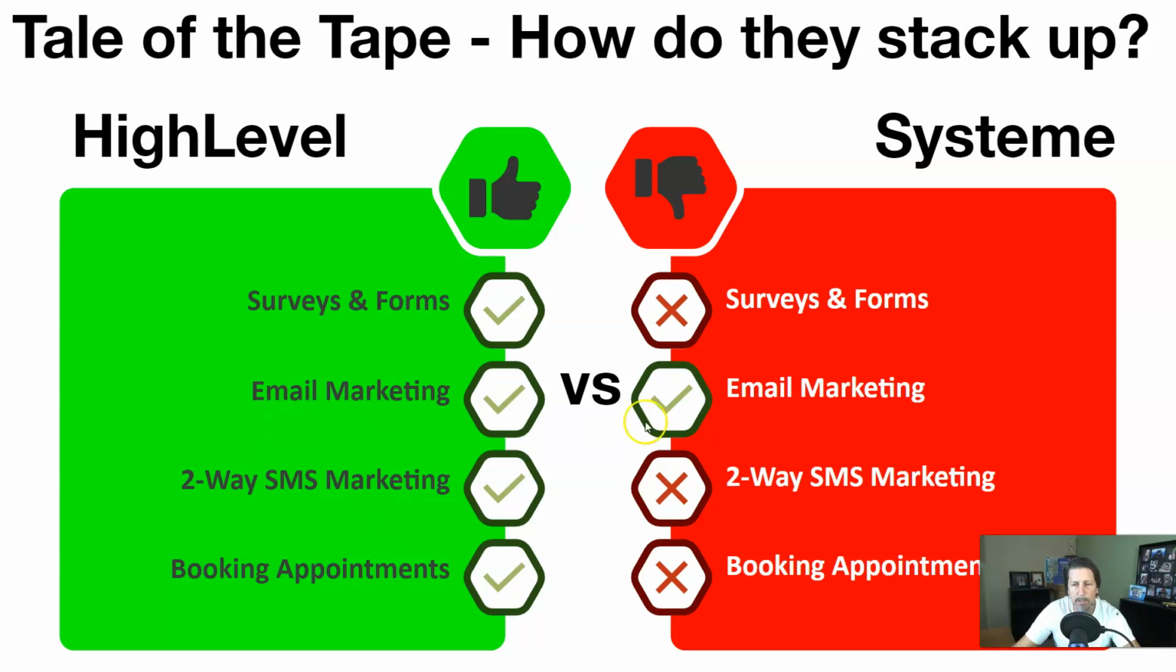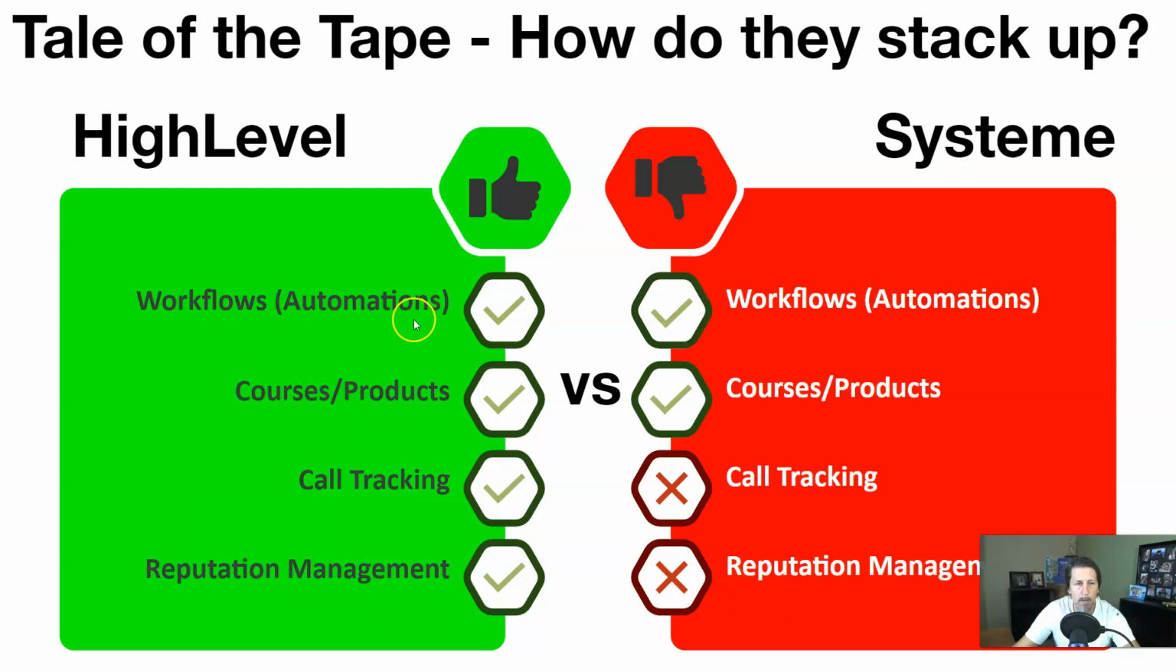HighLevel has email marketing, so does System. Two-way SMS marketing for HighLevel, no two-way SMS marketing for System. Booking appointments for HighLevel, no booking appointments inside of System. Workflows and automations in both HighLevel and System. Courses and products are both available in HighLevel and System.